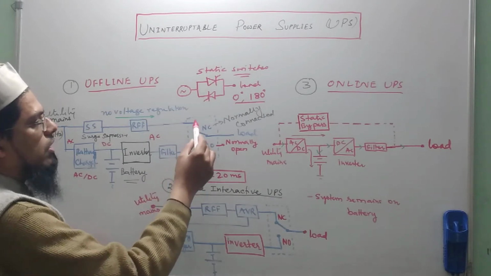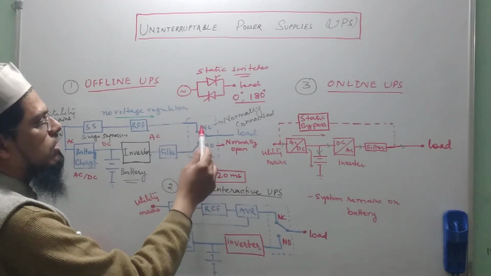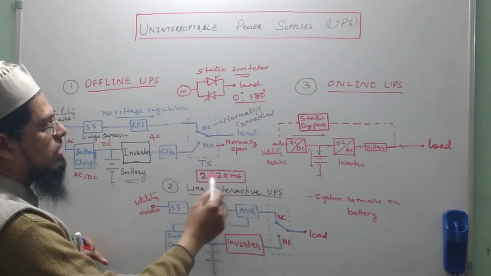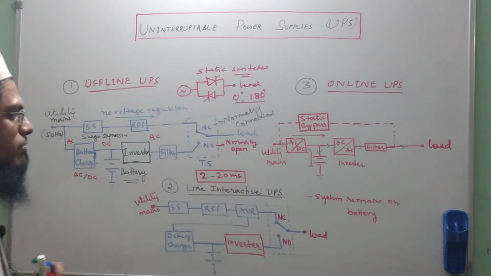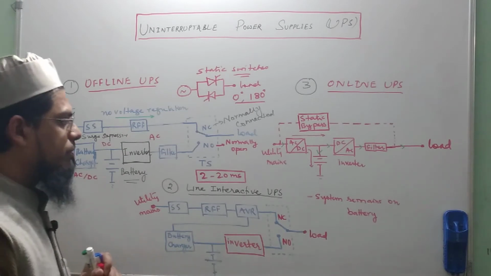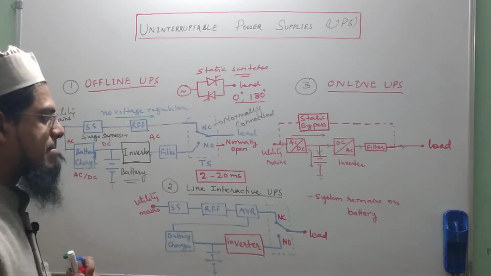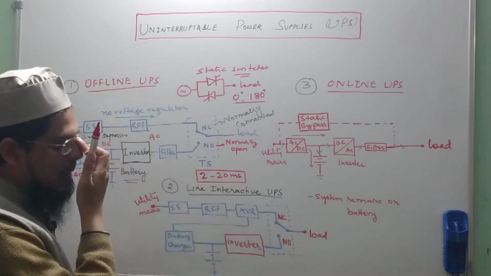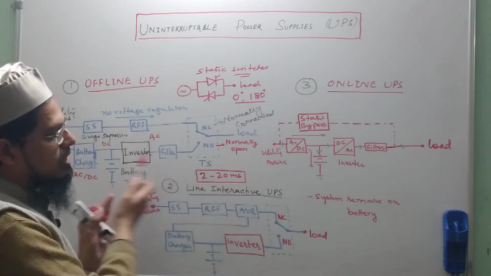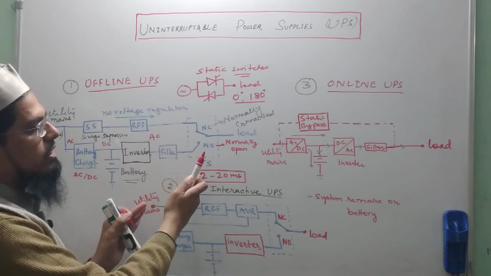Okay, and hence a constant supply is ensured to the load. Moreover, this static switch operates quite fast, and normally the time period is from 2 to 20 milliseconds. Okay, and so the battery is on the leftmost side.